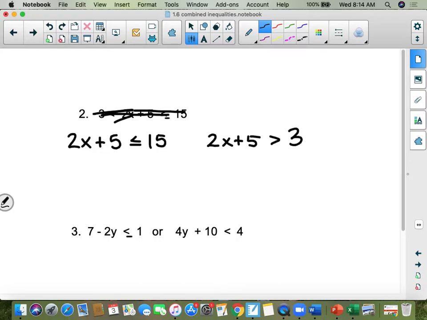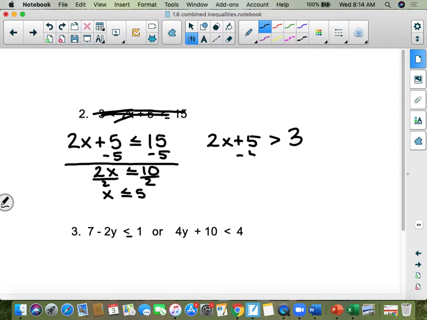The first thing you're gonna do is you're gonna subtract 5 to both sides. You're gonna get 2x is less than or equal to 10. 15 take away 5 is 10. You're gonna divide both sides by 2. You're gonna get x is less than or equal to 5.